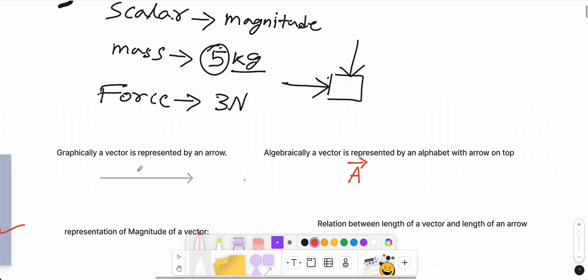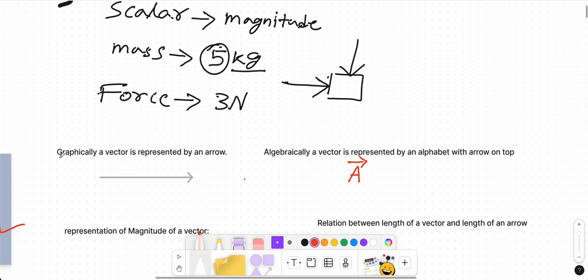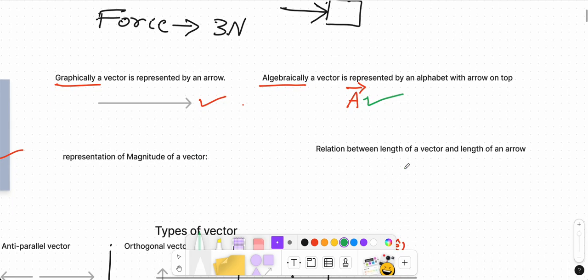Okay, how to represent a vector graphically? Graphically we represent a vector with an arrow. How to represent a vector algebraically? Algebraically we represent a vector with an alphabet and an arrow on the head, as you can see. How to represent vector magnitude? Now the magnitude of a vector is represented by the length of the arrow.